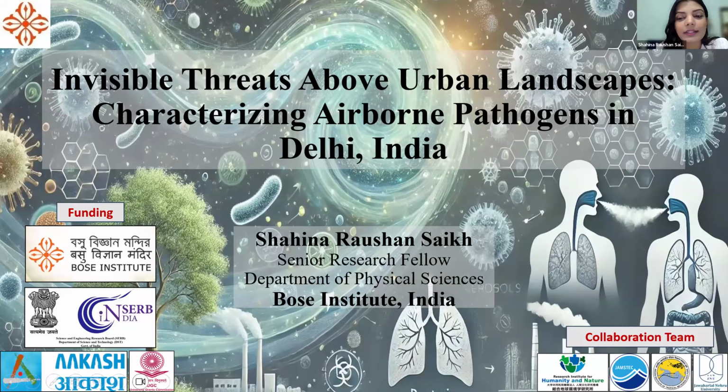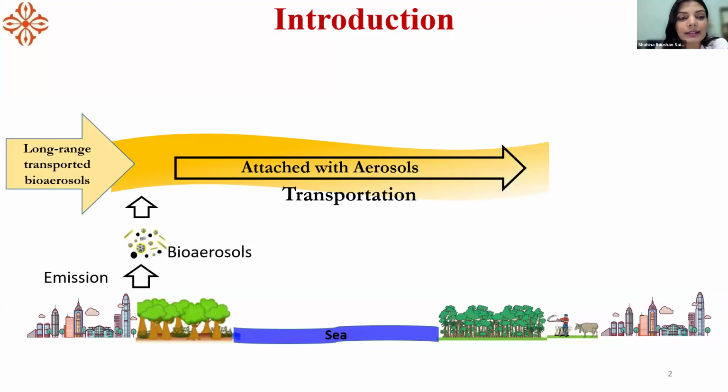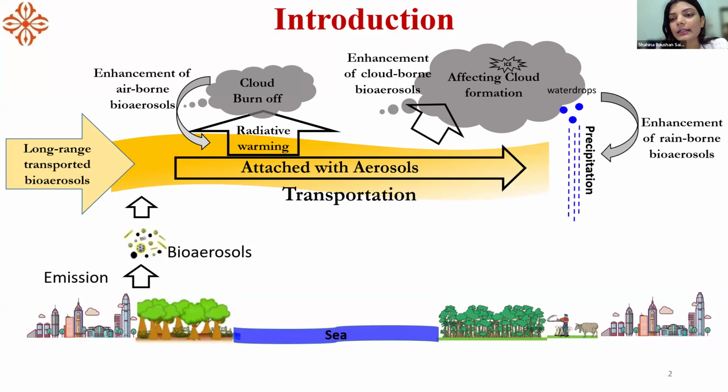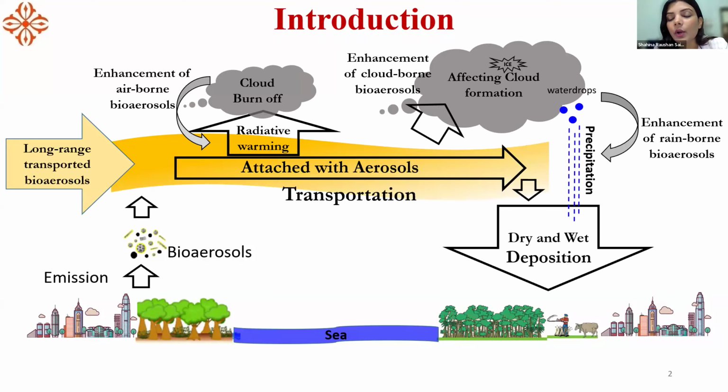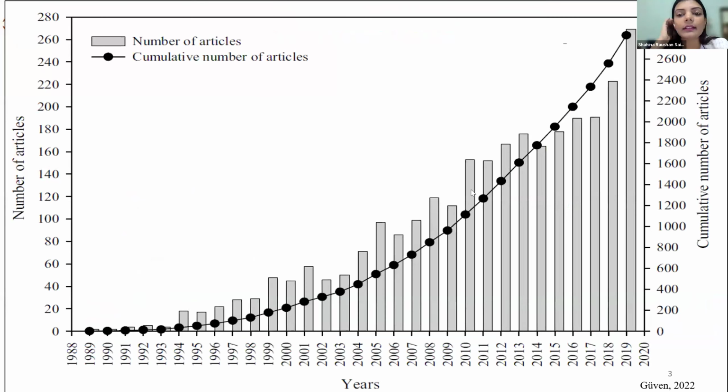Usually, they are derived from various sources, which are continental, sea, and industries, and are emitted into the atmosphere. The bioaerosols are then transported over long-range distances when they are attached to other aerosol particles. They further help in the enhancement of cloud microorganisms. Due to precipitation, they are deposited into new downwind regions, which alters the biodiversity of the microbial population in the downwind regions.